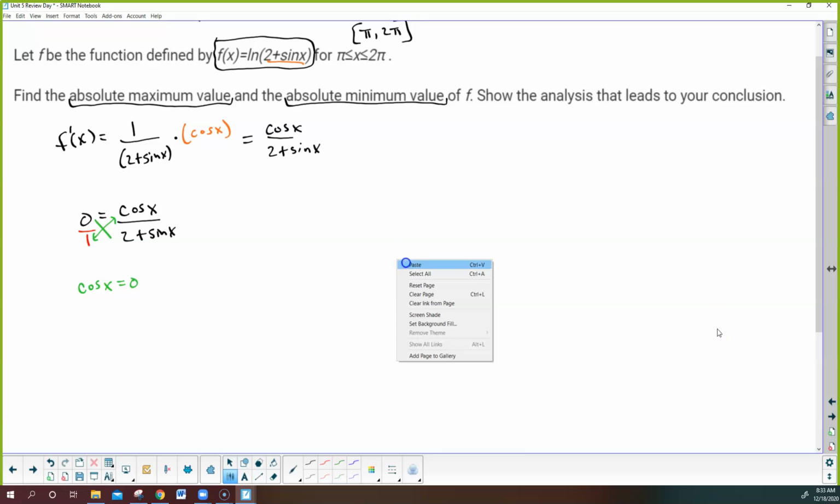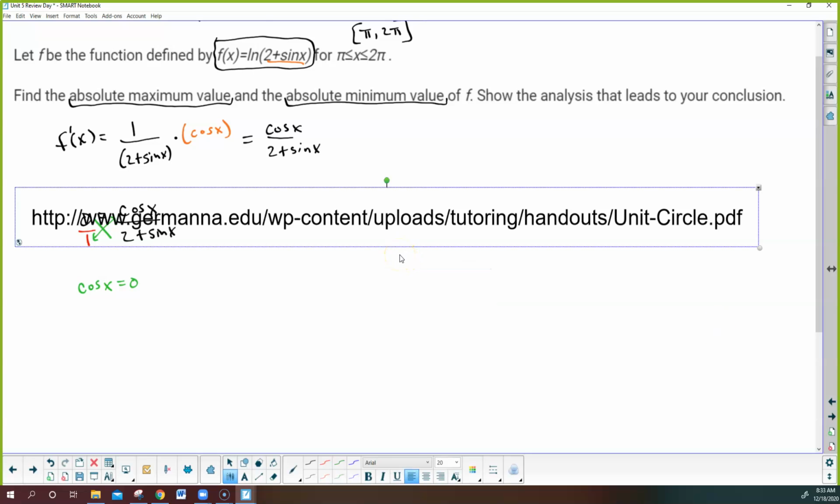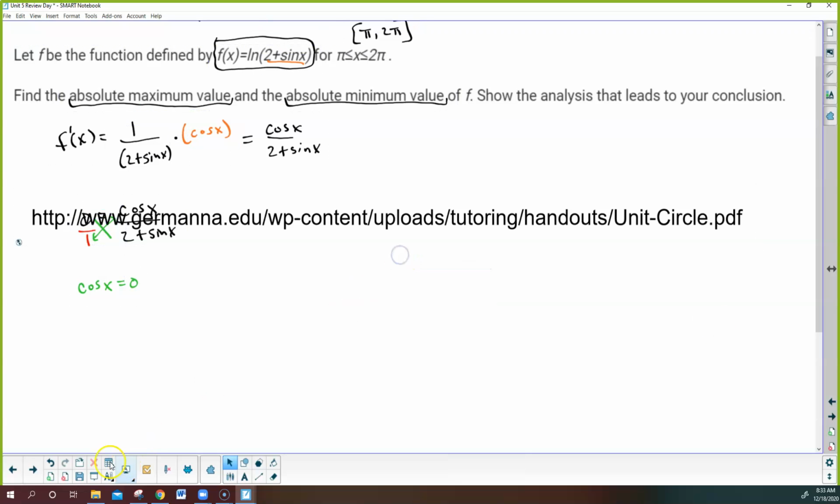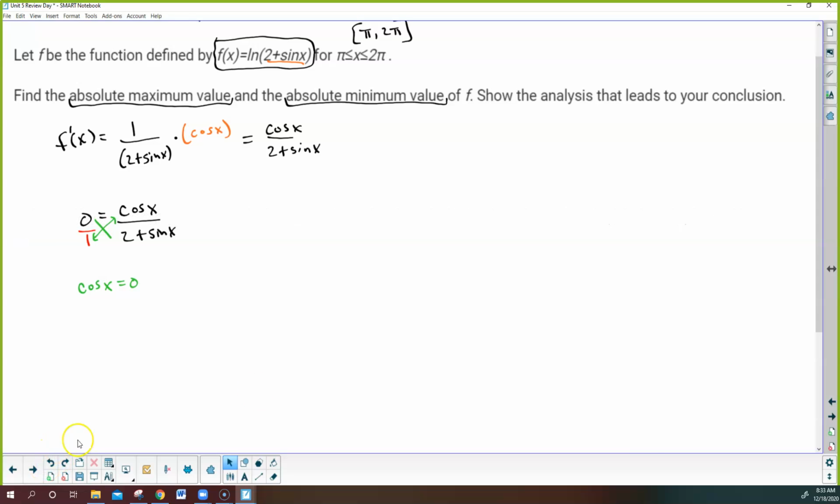And you have a couple of options. If you want to just go ahead, and since this is a quick one, I'm going to do it. When is cosine equal to 0? Well, cosine is the x value, so that would be up here at pi over 2, and then it would be down here as well at 3 pi over 2.